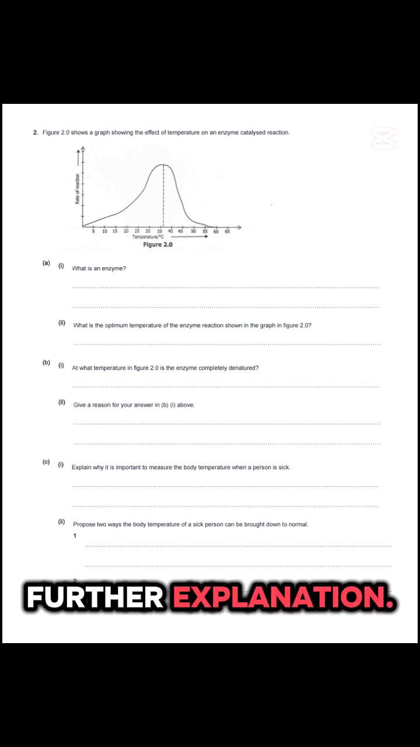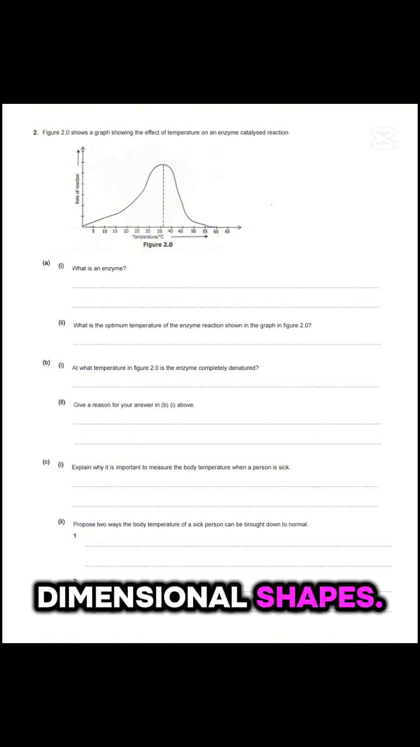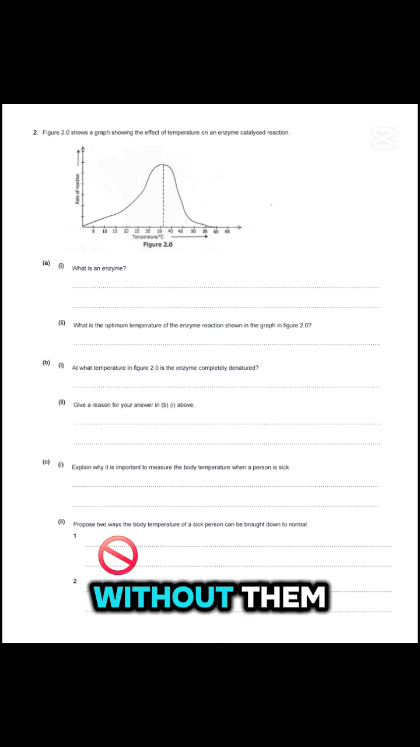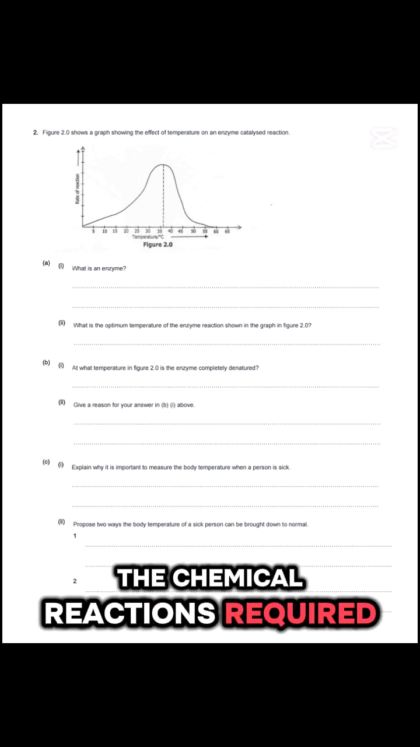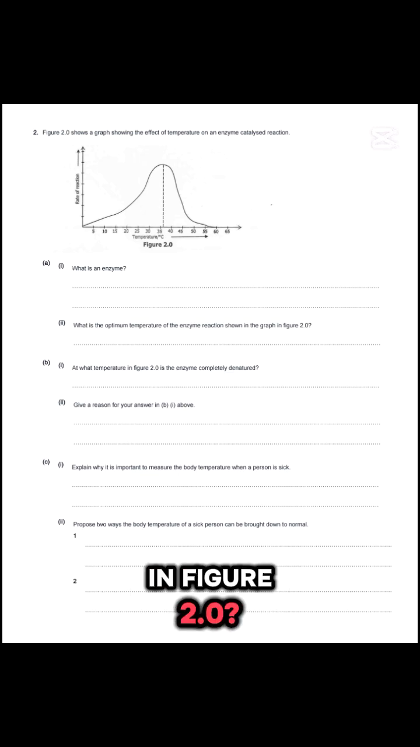Further explanation: enzymes are made of proteins folded into specific three-dimensional shapes. They have an active site where substrates bind. They are vital because, without them, the chemical reactions required to sustain life would happen far too slowly at normal body temperatures. 2. What is the optimum temperature of the enzyme reaction shown in the graph in Figure 2.0?